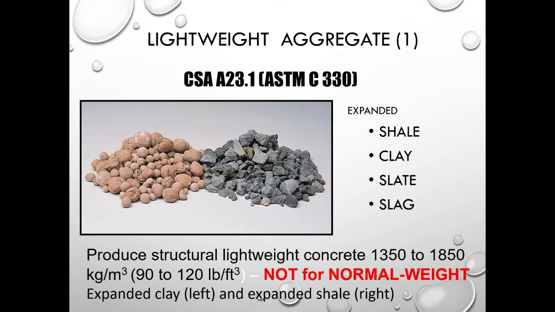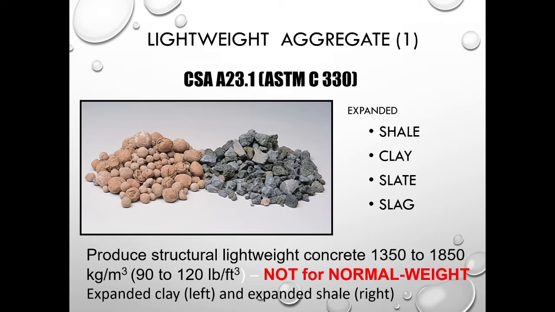Lightweight aggregate, sometimes used for special applications, typically not for our pavements. These are concretes that are made with low density aggregate or lightweight aggregate, shales, clay, slate, and slag. And you can have structural lightweight concrete, typically between 1350 to 1850 kilograms per cubic meter. You do not use these aggregates for normal weight concrete, especially the clays and shales.